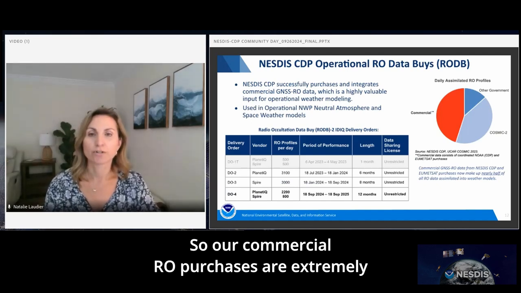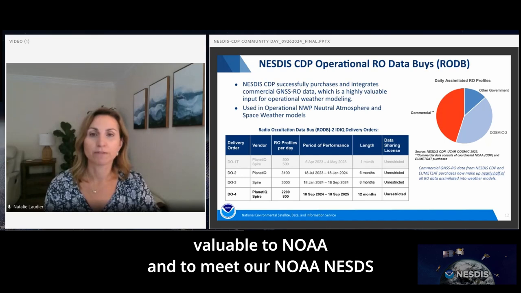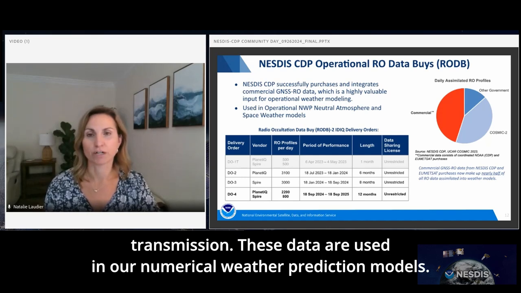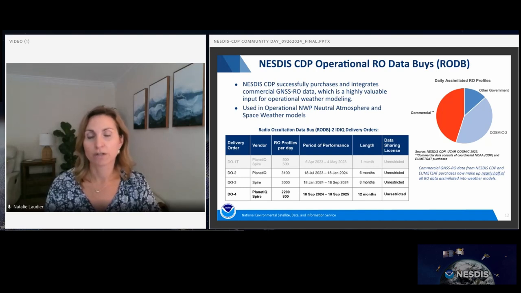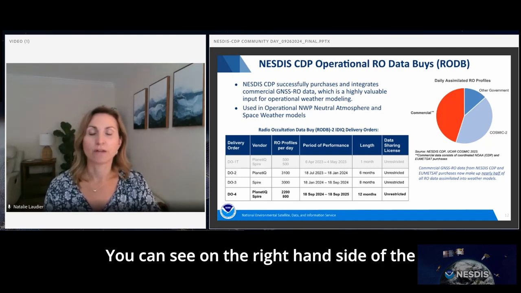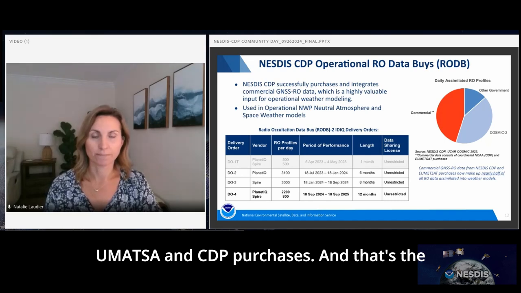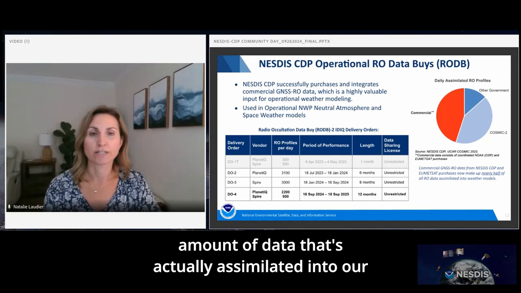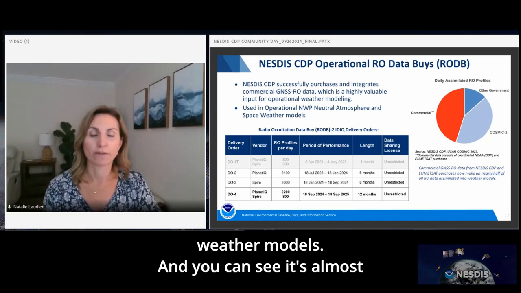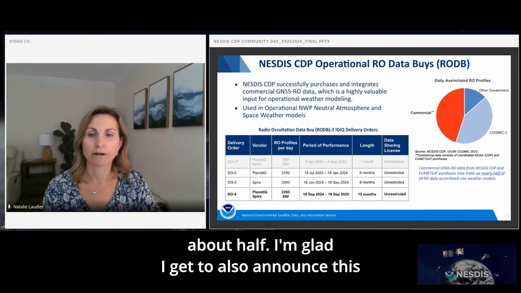So our commercial RO purchases are extremely valuable to NOAA and to meet our NOAA NESDIS mission. These data are used in our numerical weather prediction models. You can see on the right-hand side of the plot is our commercial data, which is both UMATSAT and CDP purchases. And that's the amount of data that's actually assimilated into our weather models. And you can see it's almost about half.